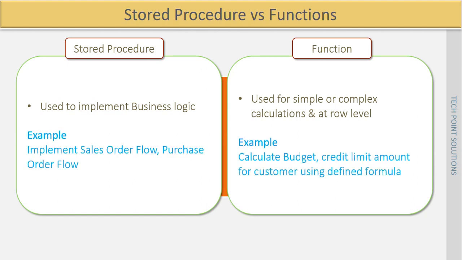Example of store procedure is to implement sales order flow or purchase order flow. Example of functions is to calculate budget, credit limit amount for customer using defined formula, or to calculate orders shipping amount with some calculated tax amount. So this kind of calculation we can implement using function.